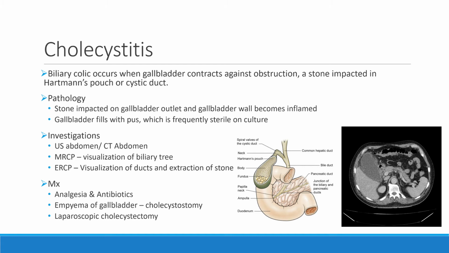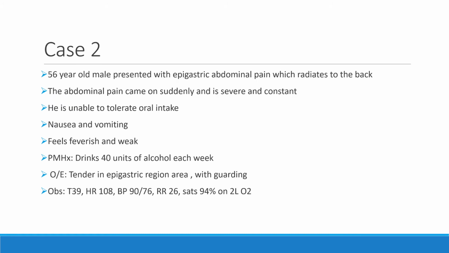And that requires surgery in terms of the management for gallstone ileus. Next case, a 56-year-old male presented with some gastric abdominal pain which radiates to the back. The abdominal pain came on suddenly and it's severe and constant. He hasn't been able to have any food or water. He's nauseous and is vomiting. He feels feverish and weak.